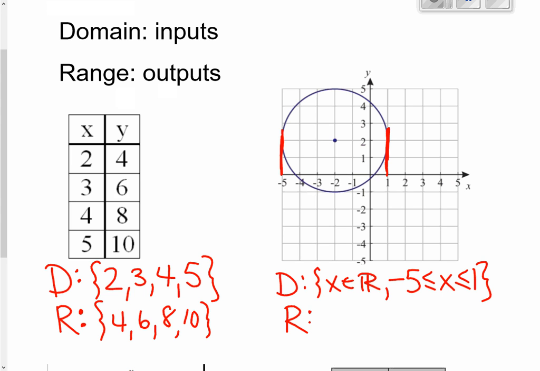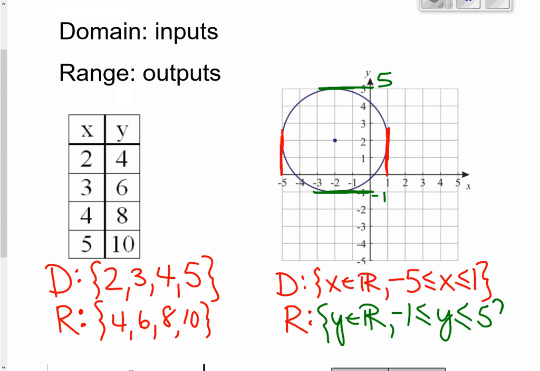Range, on the other hand, let's talk about range. Actually, I think I'll switch colors here. It's any real number, once again, and I'm looking for my lowest y value, which is right here at -1, and my highest y value, which is right here at 5. And so my y values are going to be y is greater than or equal to -1 and less than or equal to 5. And that gives me my domain and range of that circle graph.